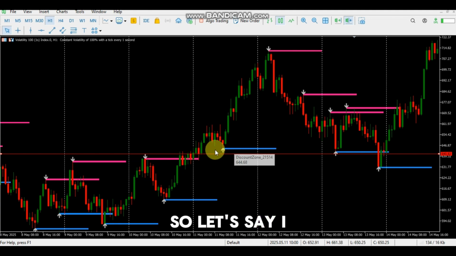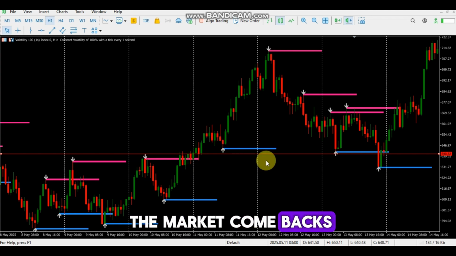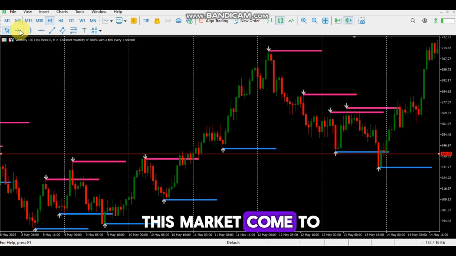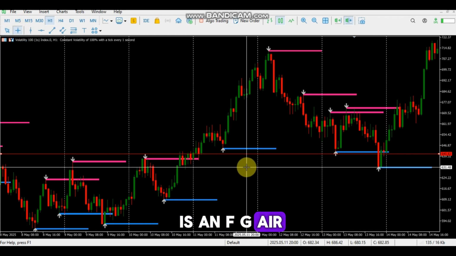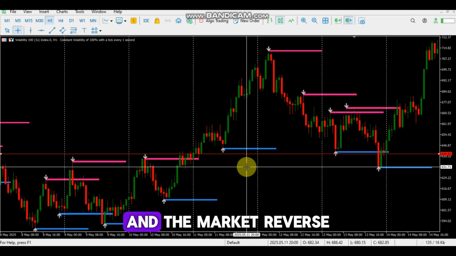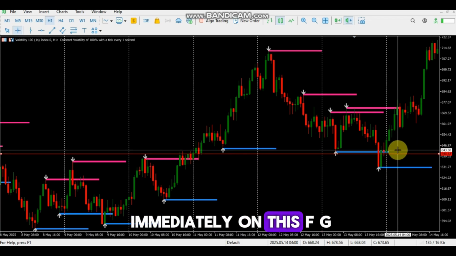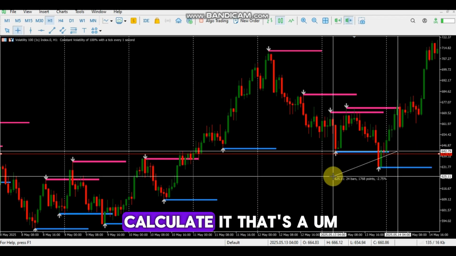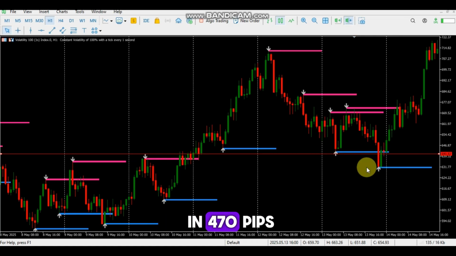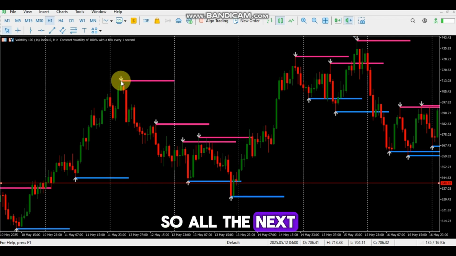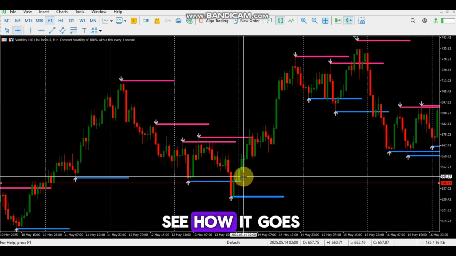So let's say I don't place this trade, and I wait till the market comes back. If you realize, this market came to the FVG here, and can you see there is an FVG here, and the market reversed immediately on this FVG. If I calculate it, that's how many pips? That's 235 pips, and now we are targeting 470 pips, the next higher high, which is this place. So let's see how it goes.